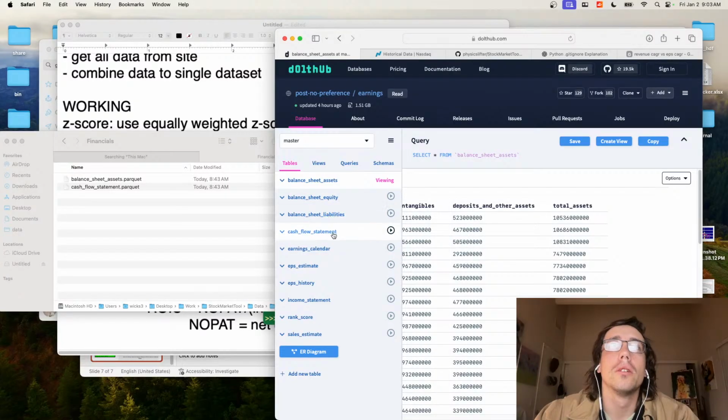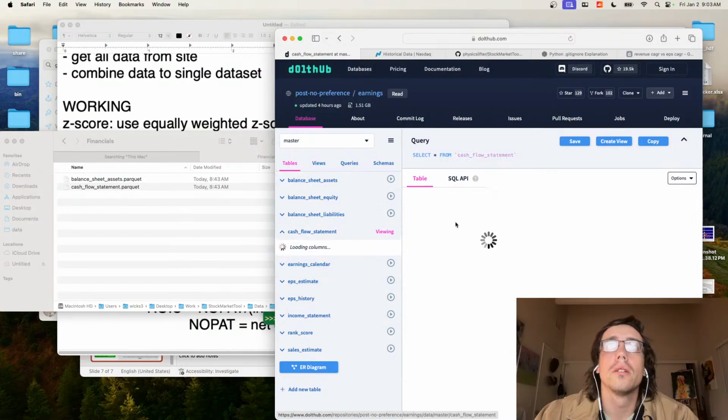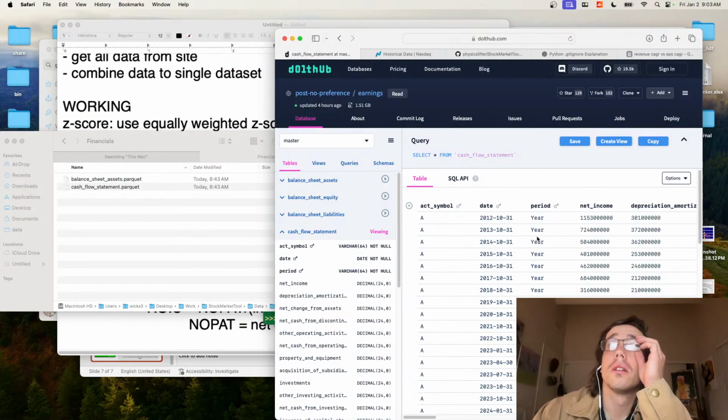Equity, liabilities, so it's right here. And they all mine.